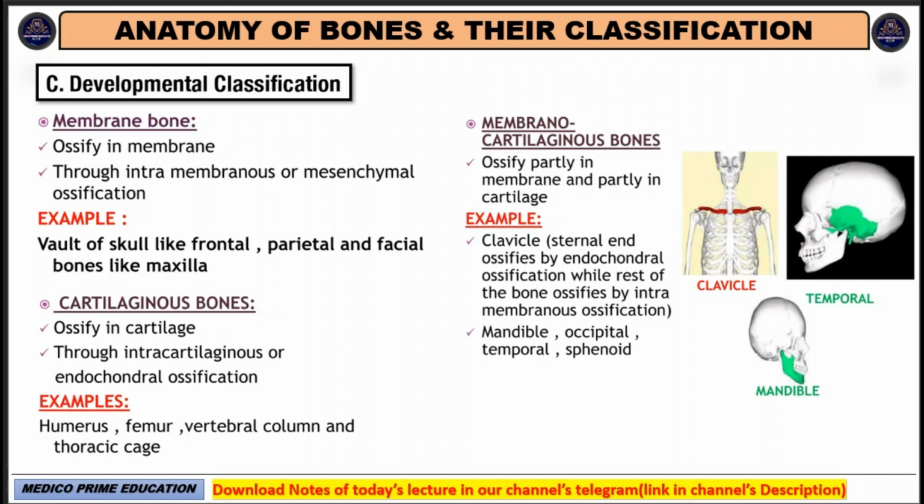There are three types. First is membranous bone, the membrane bone. Next is cartilaginous bone. Developmental classification means how they originate, according to their origin. The bones originate from the cartilage. So you can see here, embryology. We will also discuss embryology in the coming lectures.